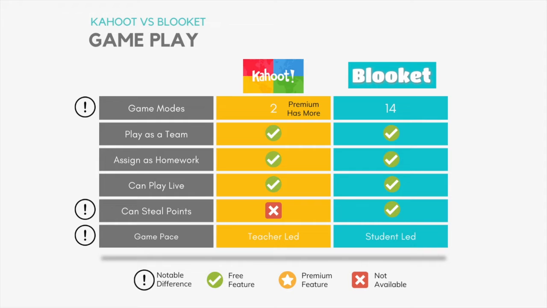The last notable difference with gameplay is the game pace. So with Kahoot, it is teacher-led. The teacher clicks and advances to the next question. Whereas Blooket is student-led. Students answer questions, they either get them right and then they advance with their strategy game, or they get it wrong and then it needs to sit for a few seconds while they see the correct answer, and then they'll get another question. So teacher-led with Kahoot, Blooket is student-led.